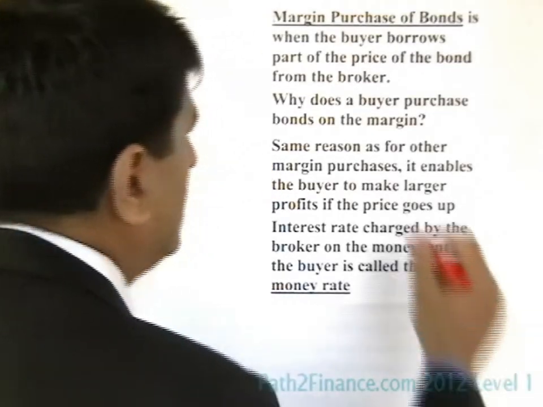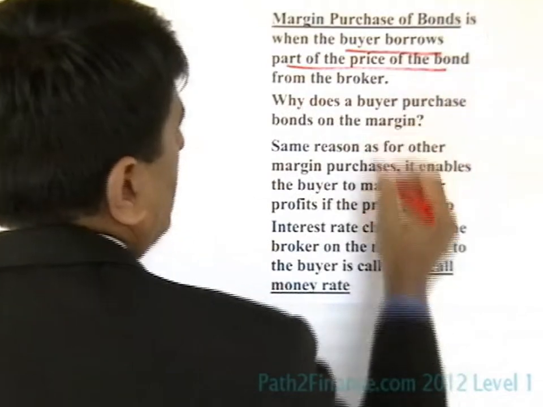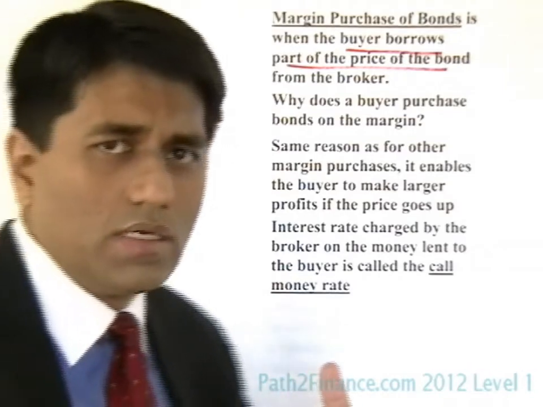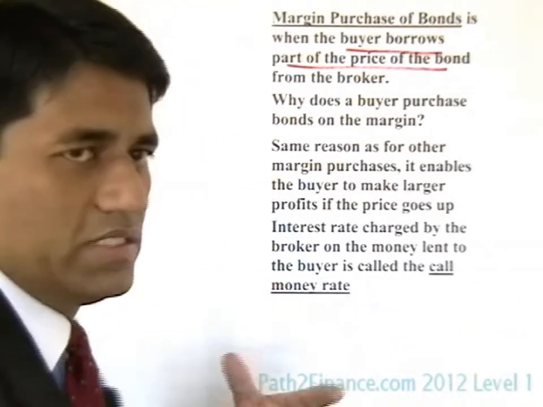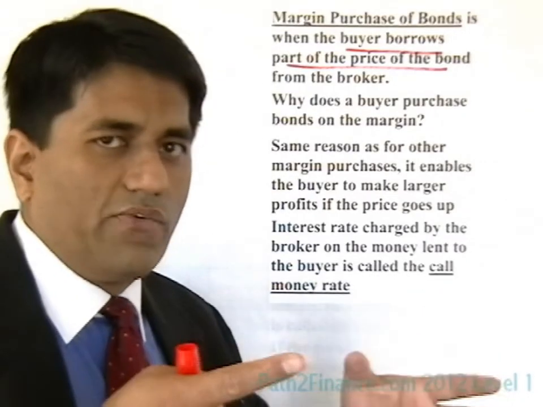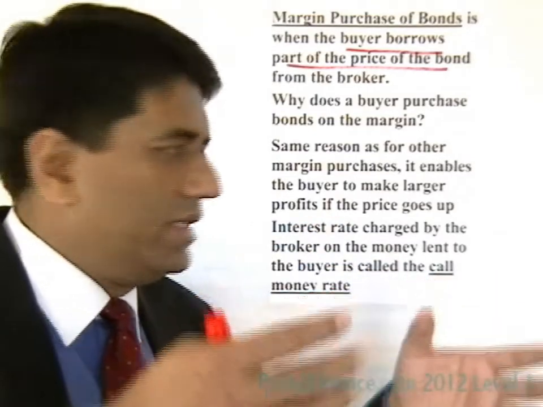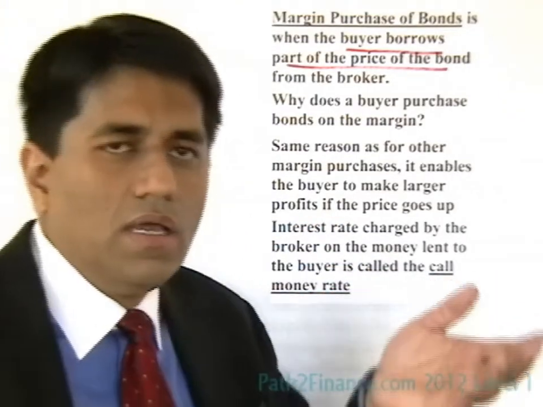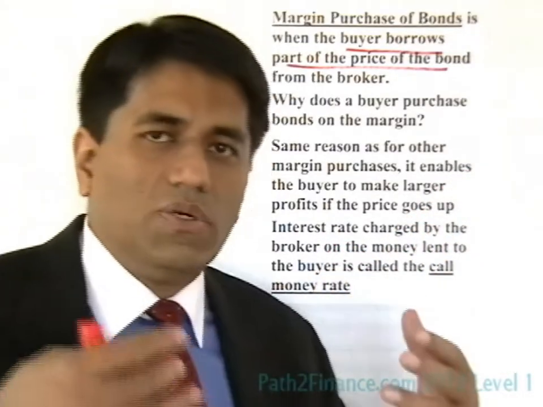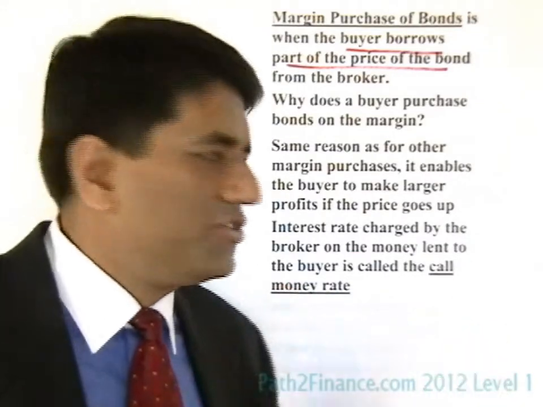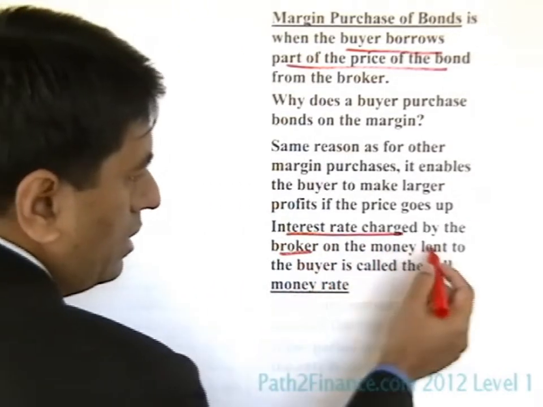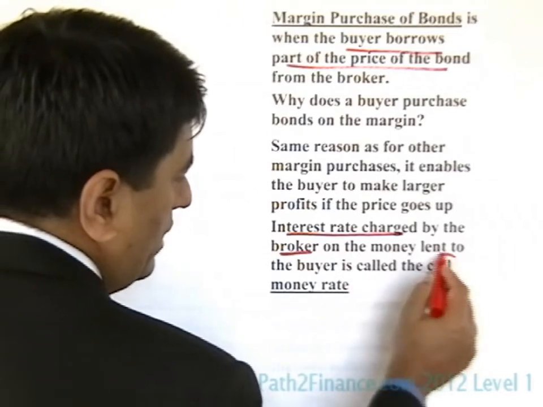Margin purchase of bonds is when the buyer borrows part of the price of the bond from the broker to buy the bond. So why does the buyer use margin purchase? Well, same reason that you use margin purchase for other securities. It enables you, for a certain amount of capital, to purchase more of the asset, and if the price goes up, there will be a larger profit than you would have if you did not use margin purchase. The interest rate charged by the broker on the money lent to the buyer is called the call money rate.